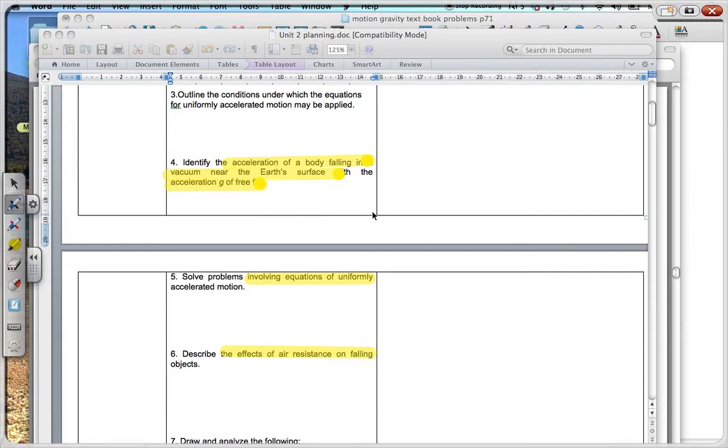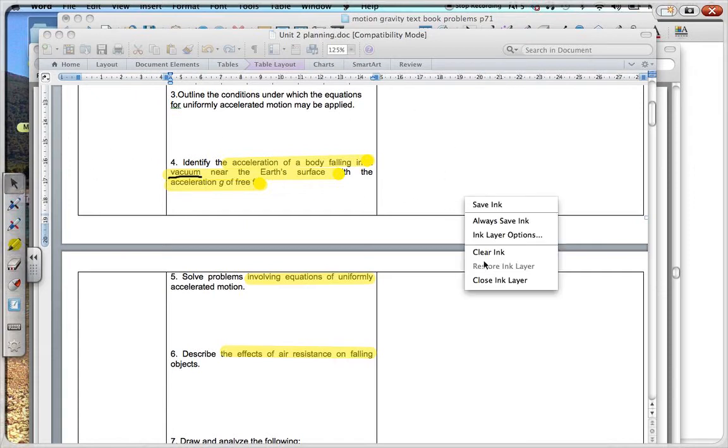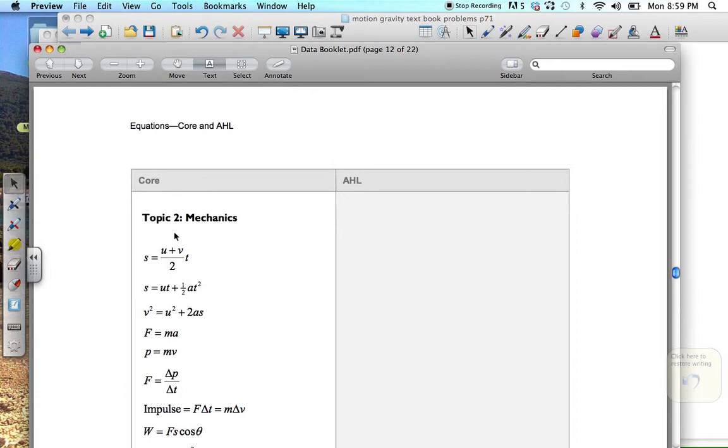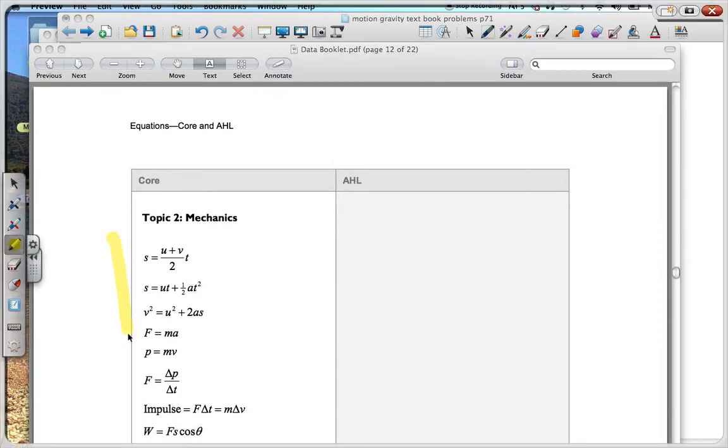With this we're talking about a vacuum, so basically we're looking at where there's no air resistance. When doing this, we continue to apply the formulas that we have. If I go to our data booklet here, we will use these equations of motion again, with, remember, the one v is equal to u plus at. Don't forget that one.